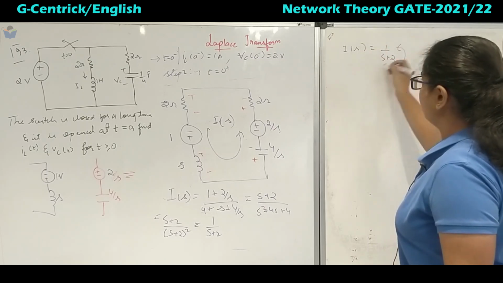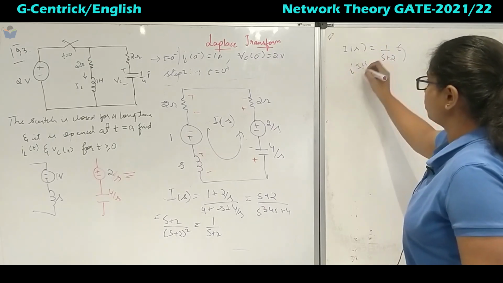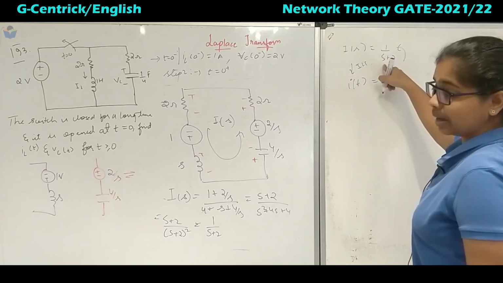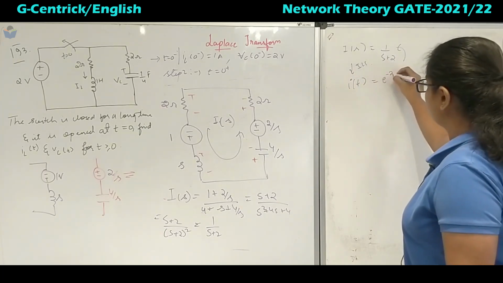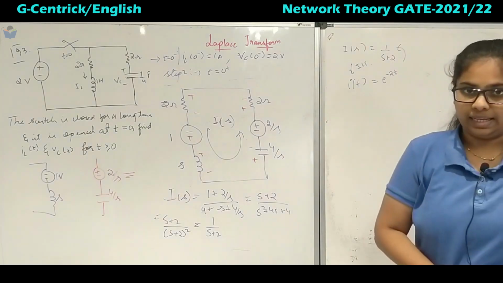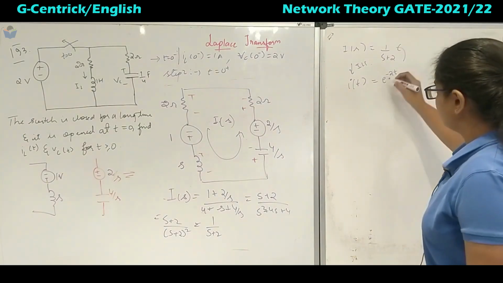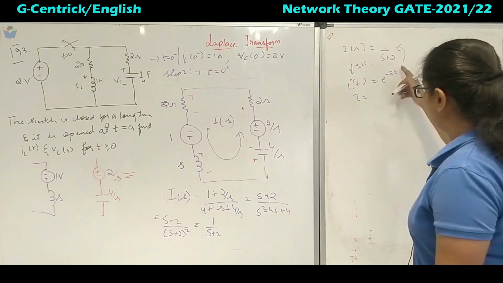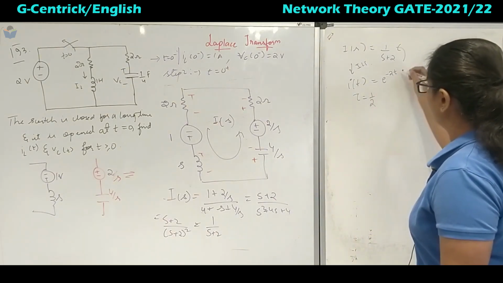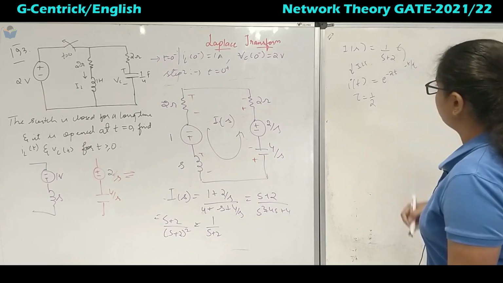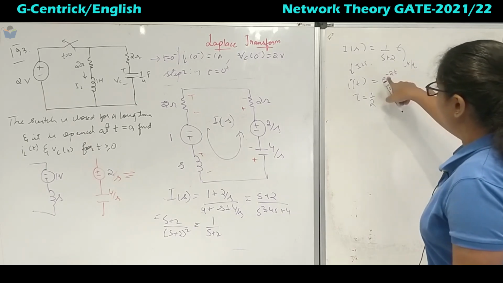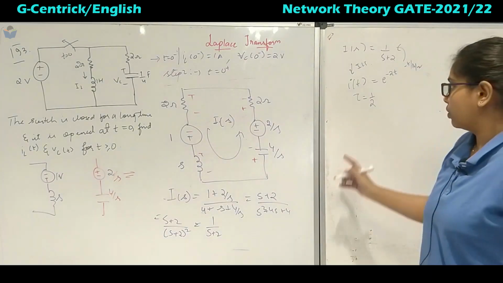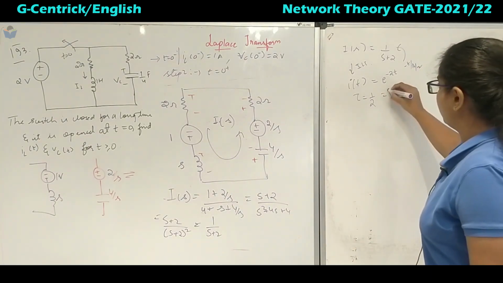If we take the inverse Laplace transform of this, we will get I of t equal to e to the power minus 2t. Now tau you can easily calculate. How do you calculate tau? It is 1 over 2, because we write it as minus t over tau. So if it has to come in the numerator, then tau must be 1 over 2. So this is for the I of t.